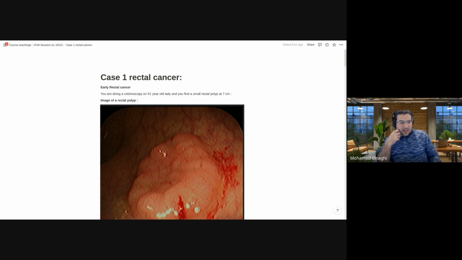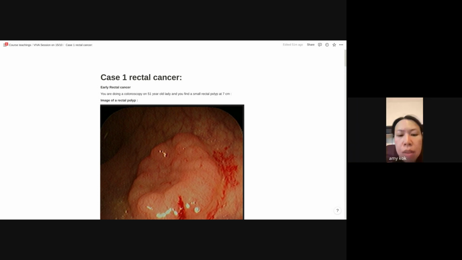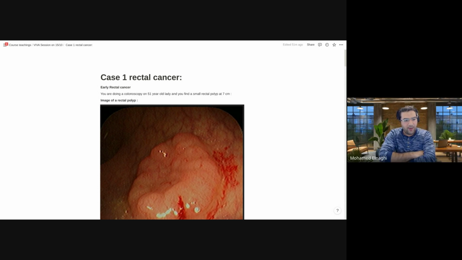So the first case is a case of early rectal cancer. This is suitable for one of the colorectal guys. So anyone want to volunteer and take this case first? Okay, fine. I'm happy to go ahead, Amy. So this first case is about early rectal cancer. You're doing a colonoscopy on a 50-year-old lady, and you find a small polyp, about 1 centimeter in diameter, at 7 centimeters from the anal verge.